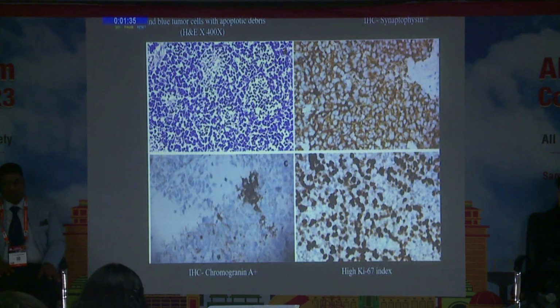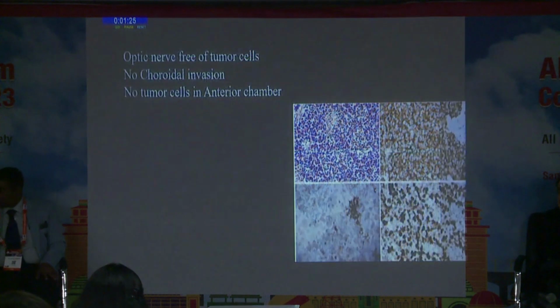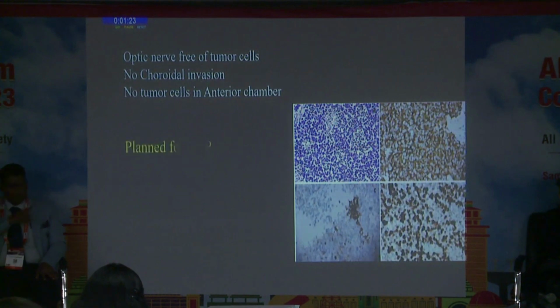After enucleation, histopathology confirmed it was a round blue cell tumor, and IHC was positive for synaptophysin and chromogranin A, with a high Ki-67 index. There were no high-risk features.